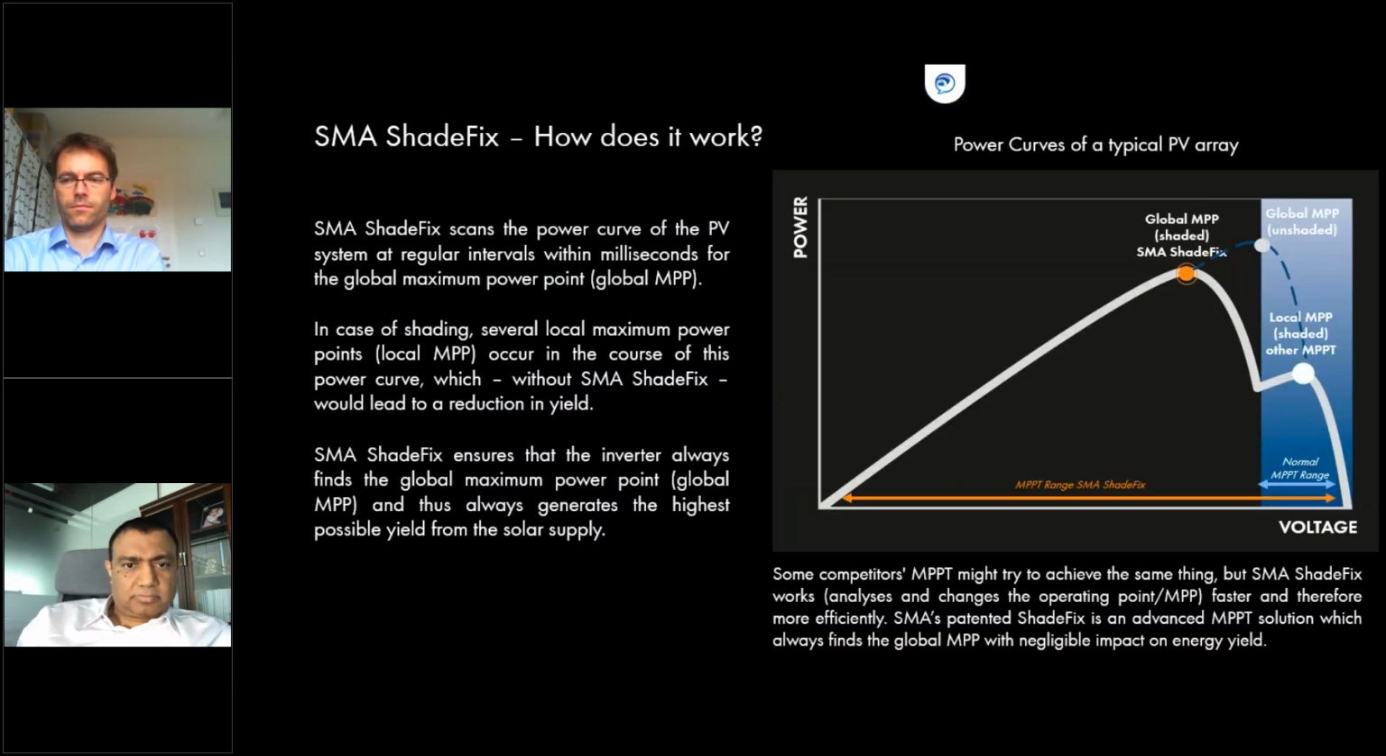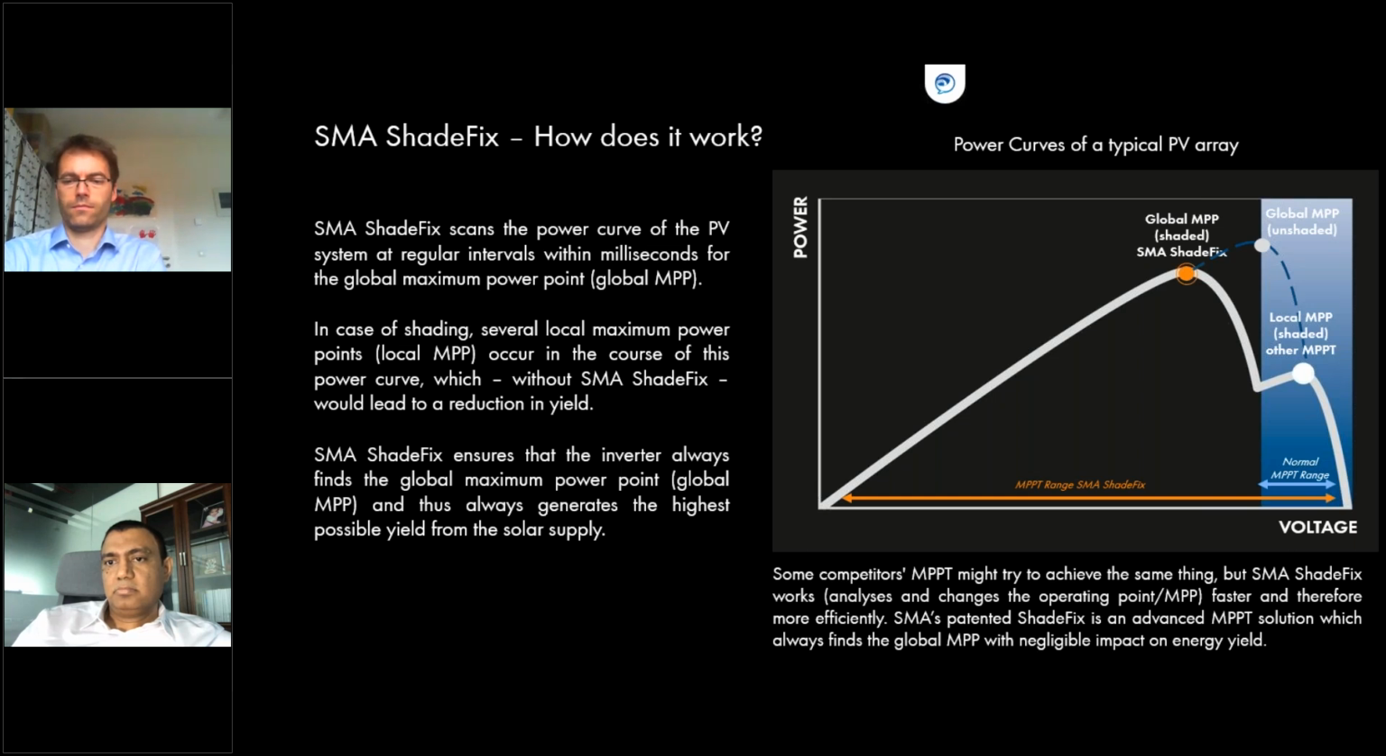So how does it work? We have here a power voltage curve of a typical PV array. And as you all know, there's always a maximum point of power that you get out of the PV array itself. So normal PV inverters are searching for this maximum power point, this MPP. And the problem is now, what is happening if one of the PV arrays, for example in this module plant, is shaded?